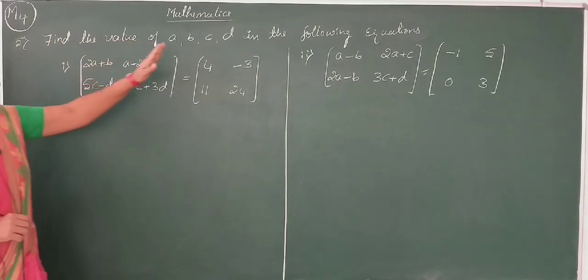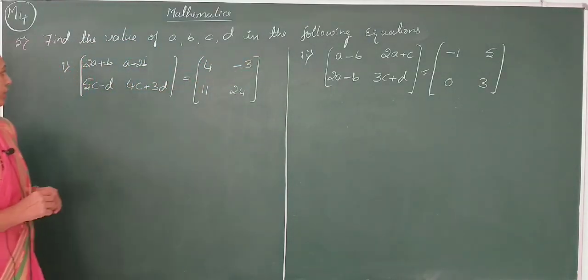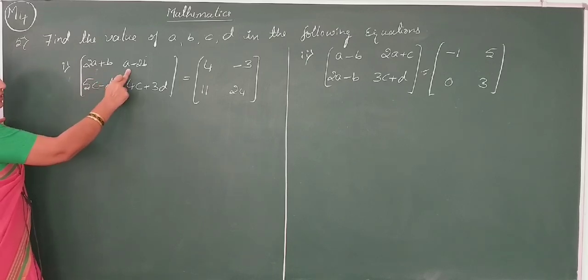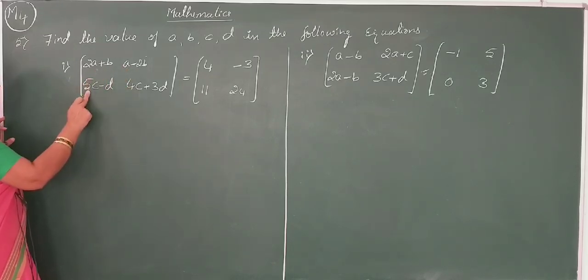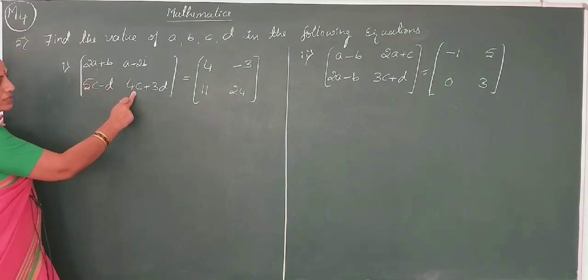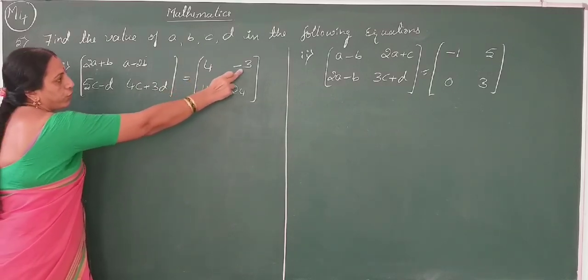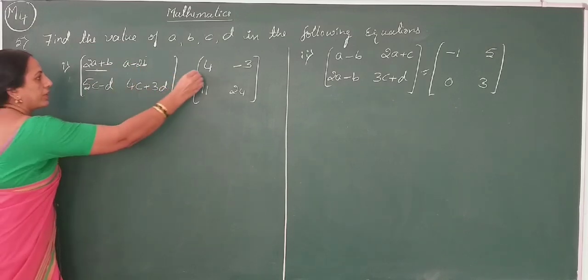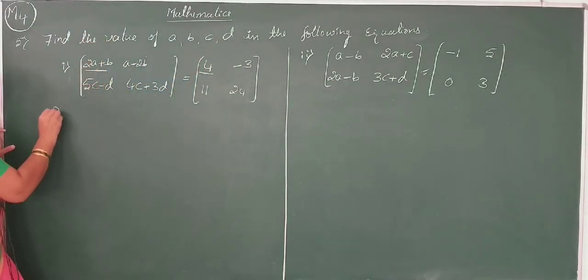Find the values of a, b, c, d in the following equations. The first one is the matrix with 2a plus b, a minus 2b, 5c minus d, 4c plus 3d, equal to the matrix 4, minus 3, 11, 24. Now, again equating the corresponding elements.